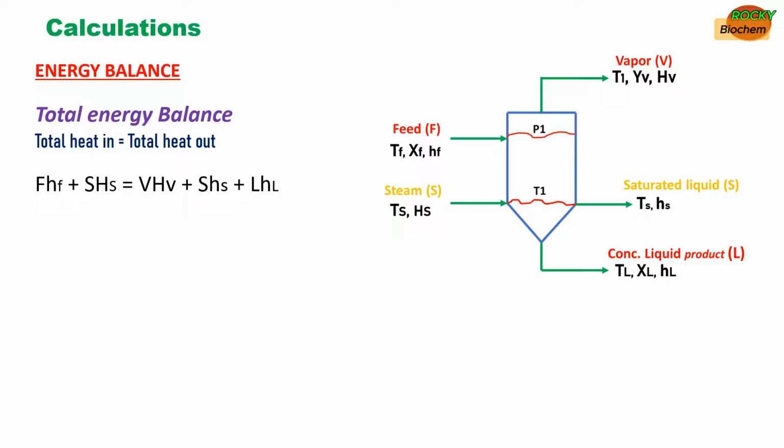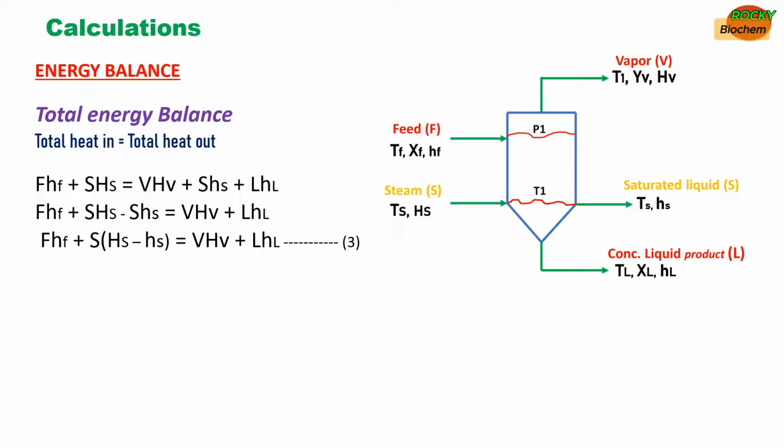So we can see that all arrows pointing towards the system should be equal to all arrows pointing away from the system. The idea here is that the flow rate multiplied by the enthalpy would give you the total heat content, and that is what we use to perform the energy balance. So let's try to rearrange the formula. You can decide to keep the first line in head, and then when you are given the question, you can just rearrange and make what you need the subject, and then you are good to go. So we can see that FHF plus S multiplying (HS minus hs) should be equal to VHV plus LHL.